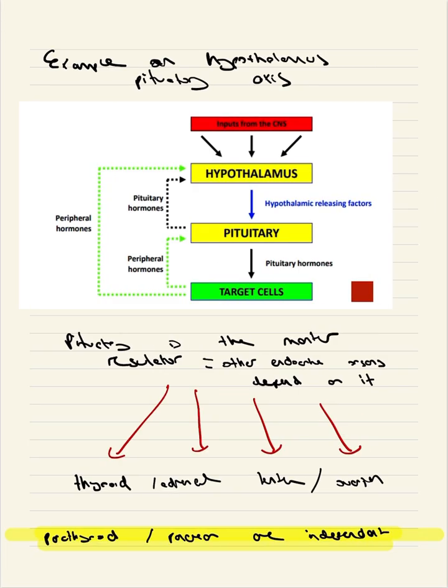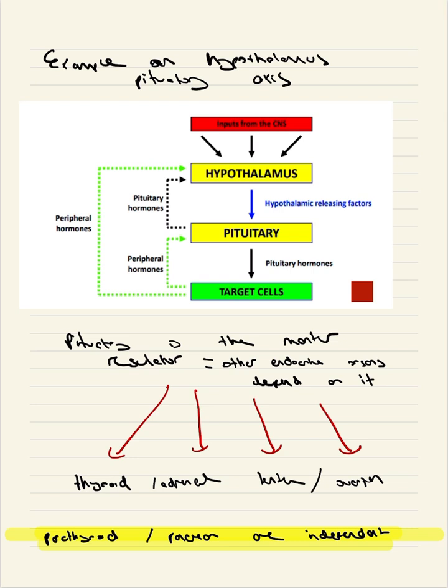Now I'm going to give you an example with the hypothalamus-pituitary axis, which we're going to see later. If you remember, the hypothalamus secretes releasing hormones to the pituitary, and the pituitary then releases pituitary hormones that go to the target cells. The target cells could be anything, because the pituitary gland is the master regulator of the endocrine system, and other endocrine organs will depend on the pituitary gland.